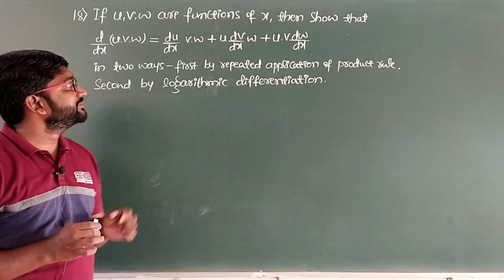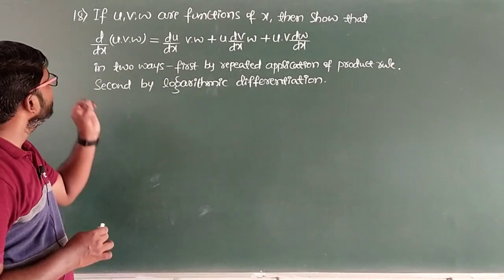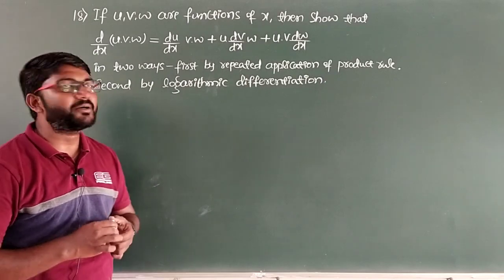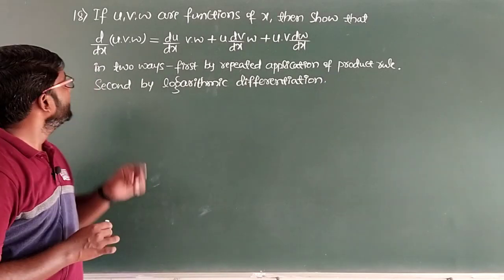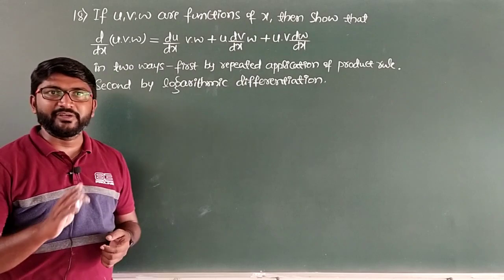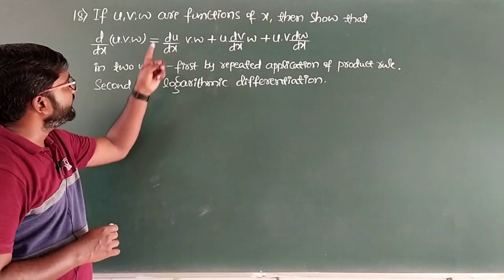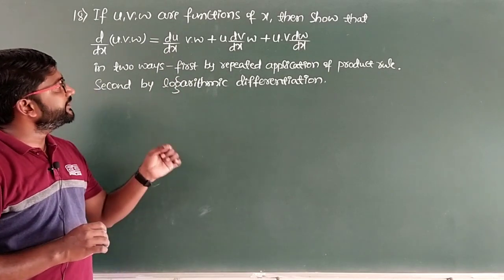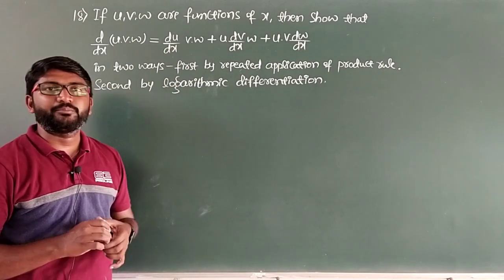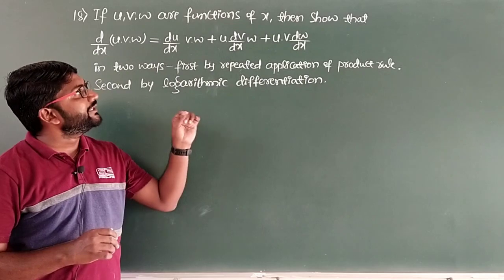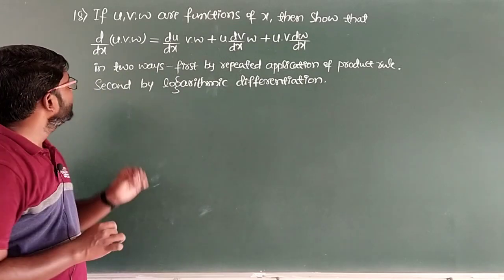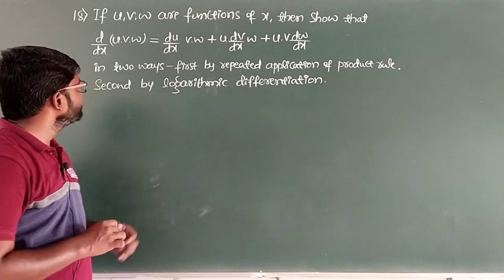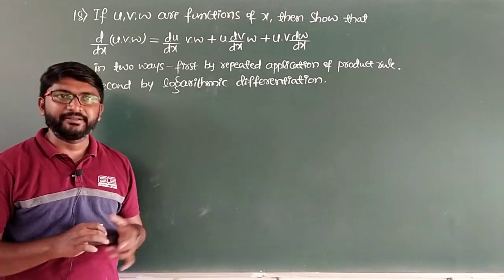Well, the last question of the exercise 5.5, it is the 18th one. If u, v and w are functions of x, then show that d by dx of u into v into w is equal to du by dx v into w plus u into dv by dx into w plus u into v into dw by dx in two ways. First by repeated application of product rule, and second by logarithmic differentiation.